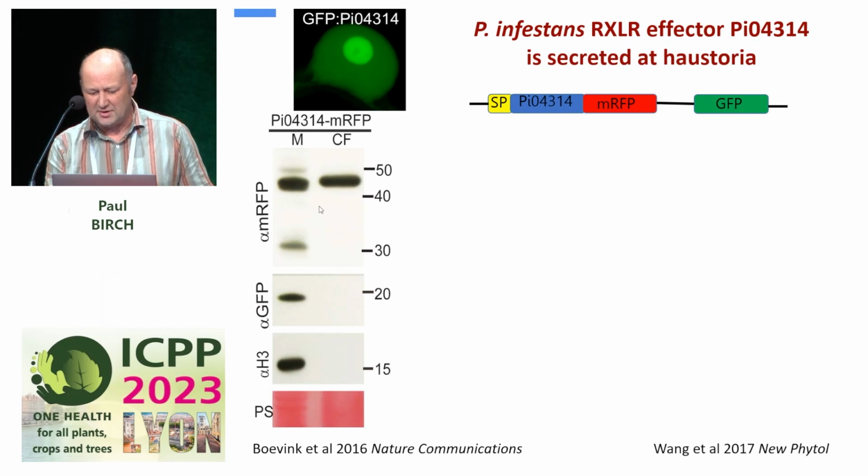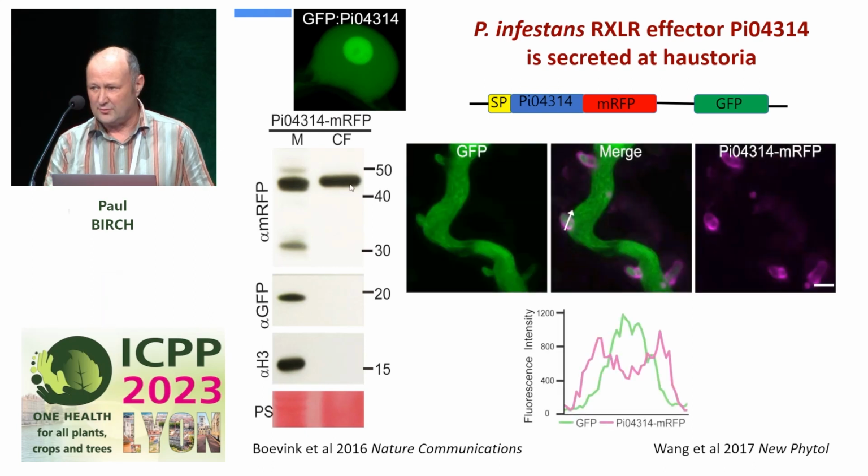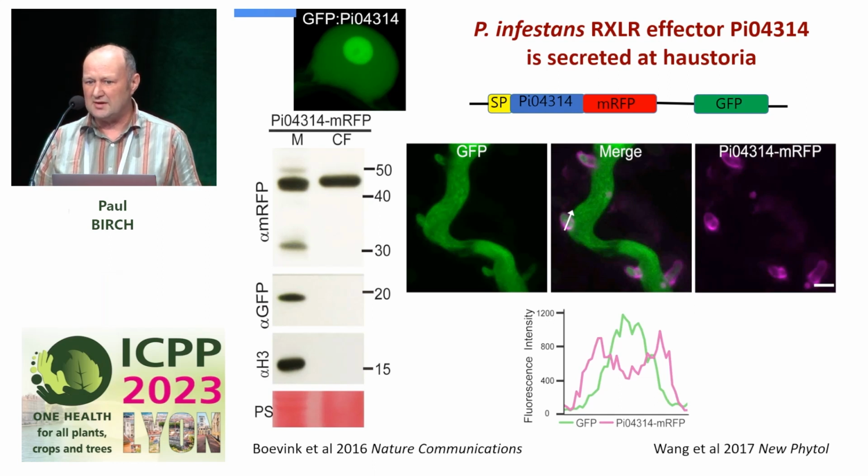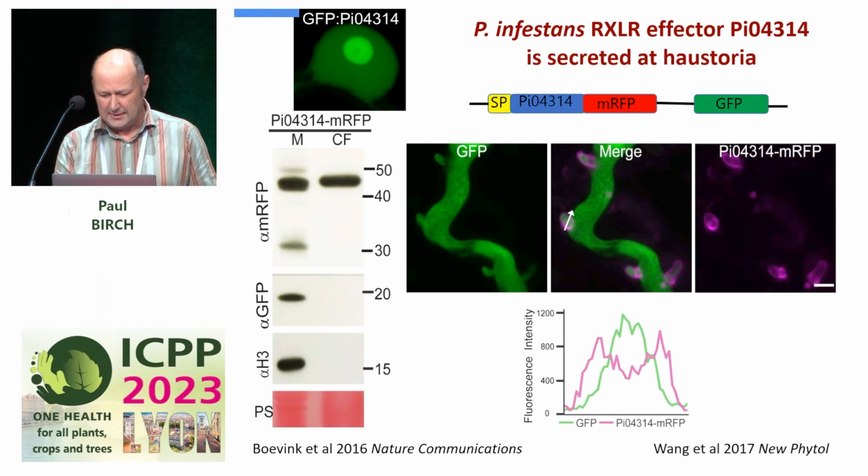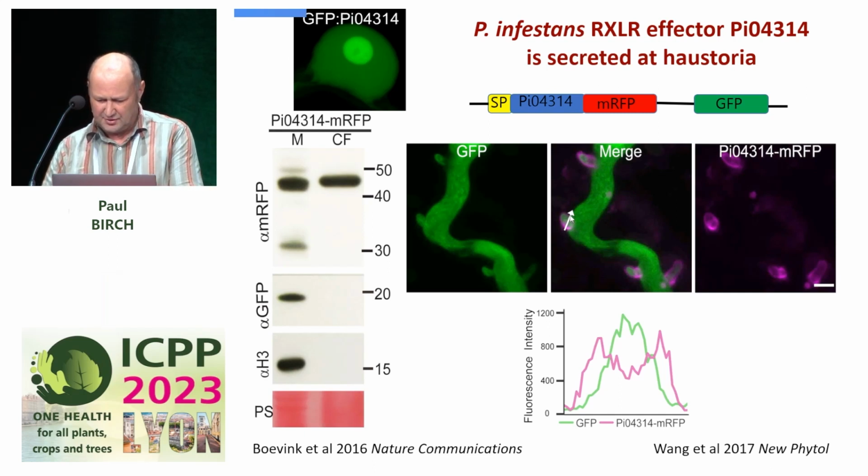So we grow these transformants in vitro. There's a histone antibody used here, just to show that you're detecting proteins inside the mycelium, but not usually in the culture filtrate unless they've been secreted there, like O4314 has. If we take this into the infection, we can see that the secretion is actually taking place at the haustorium. So if you draw a fluorescent intensity plot across the haustorium, then you can see the MRFP signals outside, on either side of where the GFP signal is.